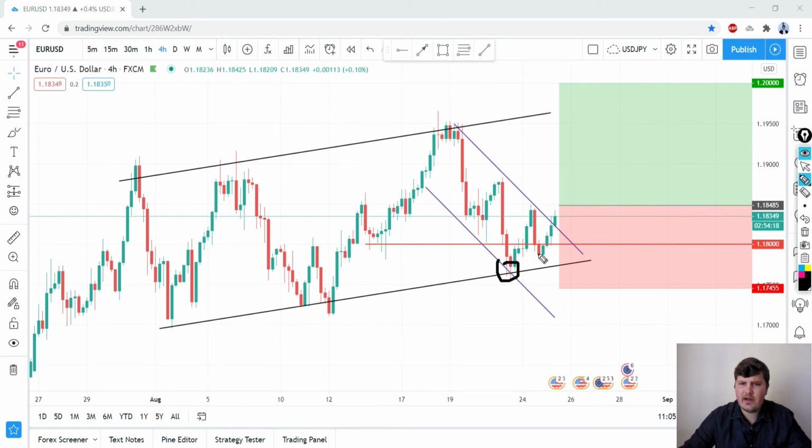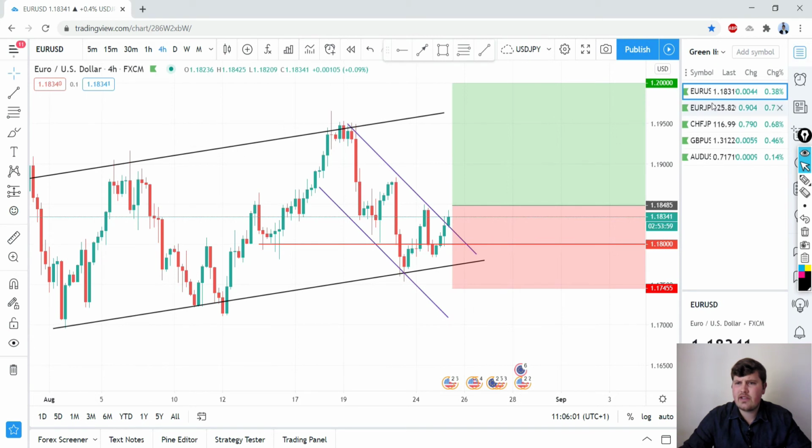we also made a higher low over here. So it's not safe to say, but I'm currently looking at some more upside in this pair. So that's my trading plan for the EURUSD for the coming weeks. So let's see how it plays out.